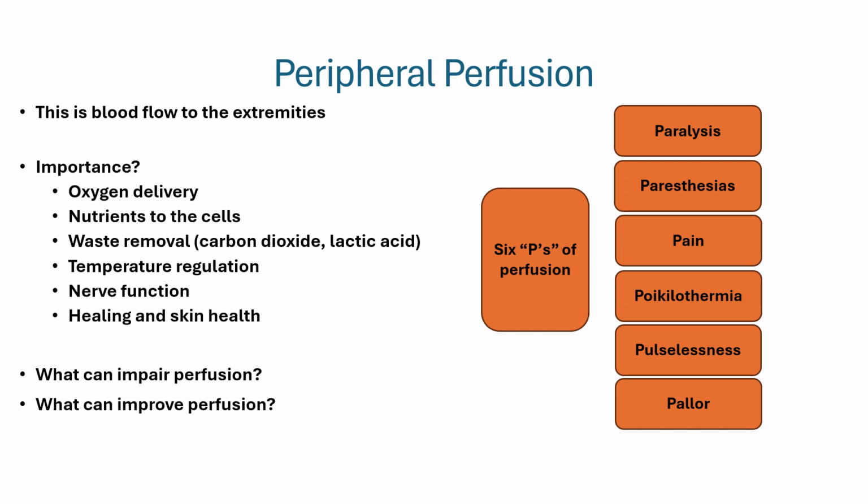Peripheral perfusion. As you just learned about mobility and fractures, you should have learned also about the 6 P's of perfusion, and those are paralysis, paresthesias, pain, poikilothermia, which is temperature, pulselessness, and pallor. So peripheral perfusion is highly important for oxygen delivery to all of the cells, nutrients to all of the cells, also removes carbon dioxide and lactic acid from the blood, actually regulates our temperature with the help of the hypothalamus, promotes nerve function, healing, and skin health.